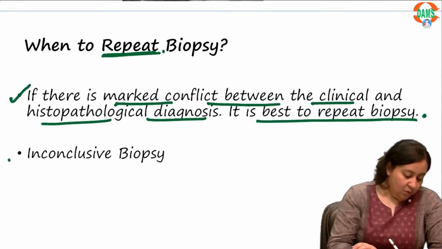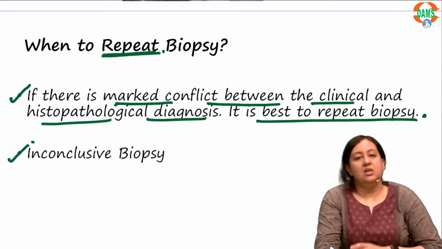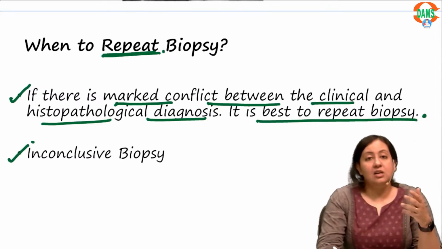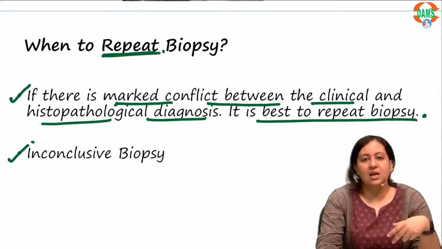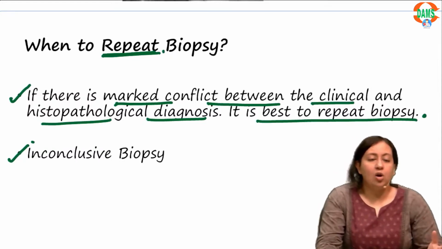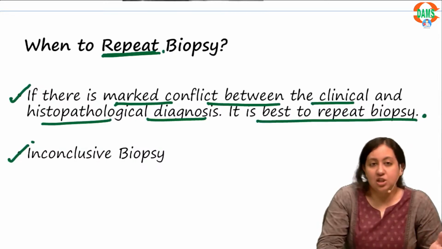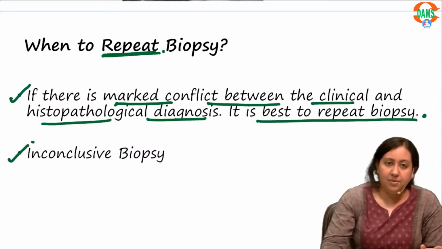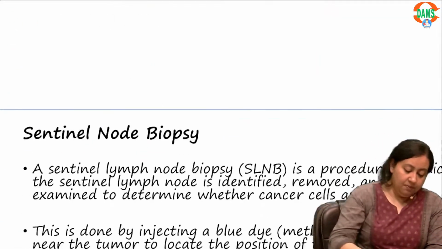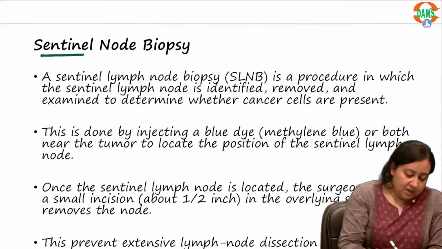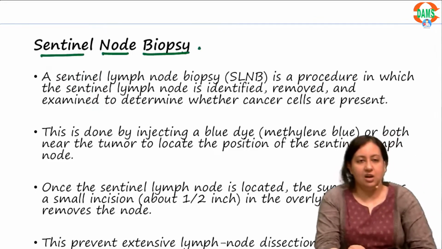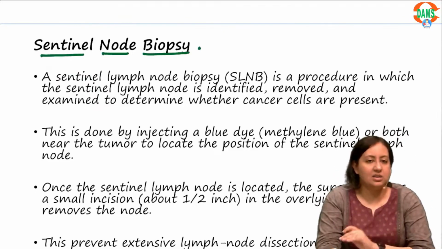And if you have an inconclusive biopsy, in case you feel that this lesion is highly suspicious for a malignancy and the reporting has come back as inconclusive or inadequate sample, or pathology could not be assessed due to insufficient tissue, then you again have to repeat your biopsy. Now there's something known as a sentinel node biopsy. You don't need to go into the details. This is actually a postgraduate level concept, but just to give you an idea in case a question is asked.